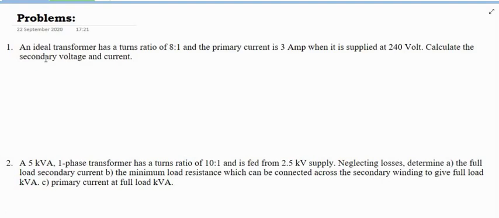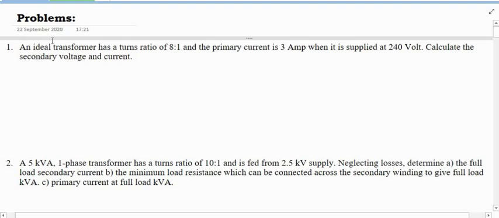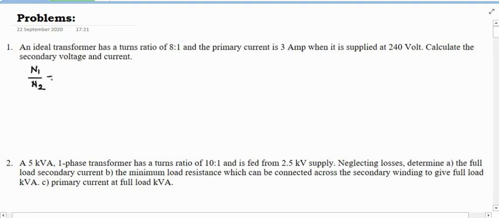The statement of the problem is: an ideal transformer has turns ratio of 8:1 and primary current is 3 ampere when it is supplied at 240 volt. Calculate the secondary voltage and the current. So first of all, what is the data given here? The turns ratio is given, meaning N1 upon N2 is 8 by 1, which equals 8, right? Then primary current is given, I1 equals 3 ampere. This current is taken by the primary of the transformer when it is fed from 240 volt supply.